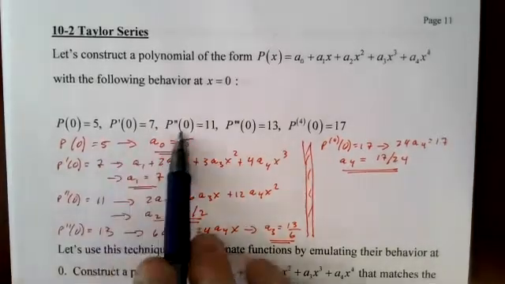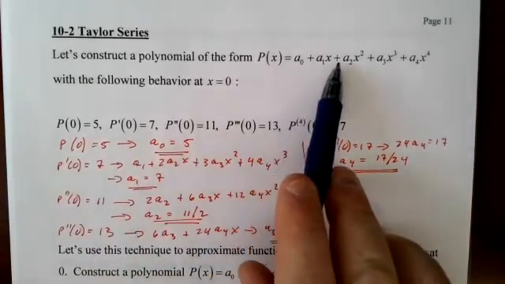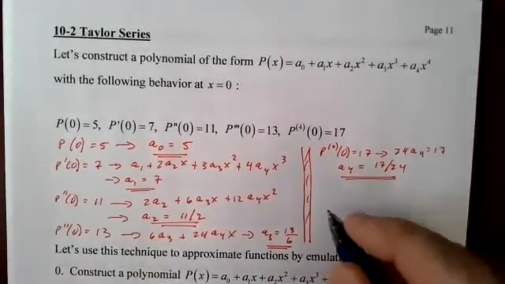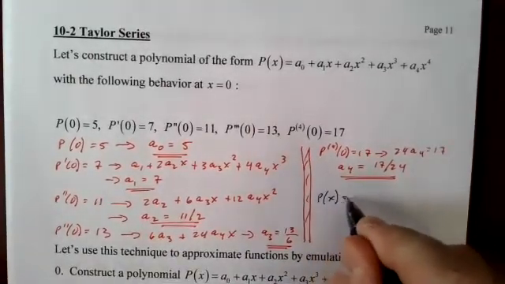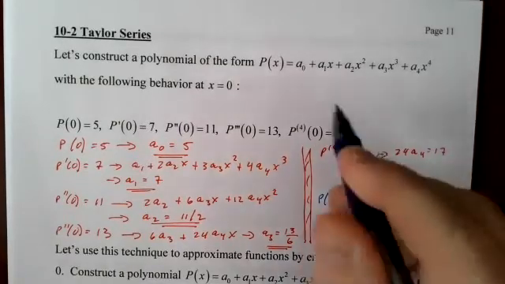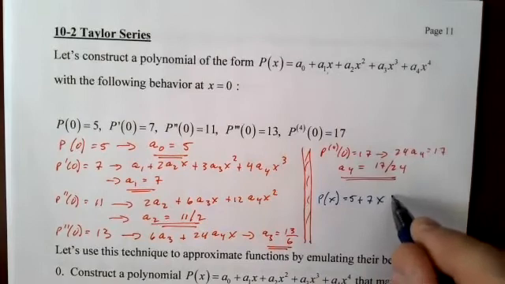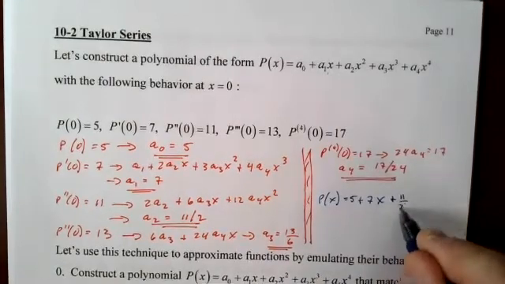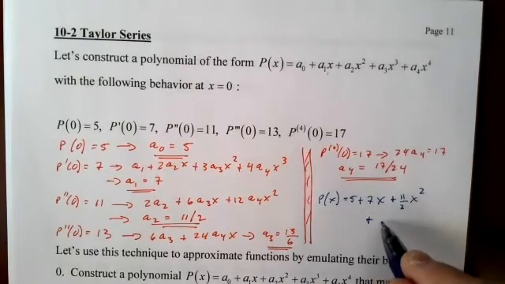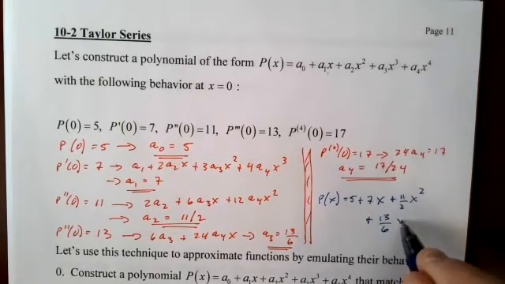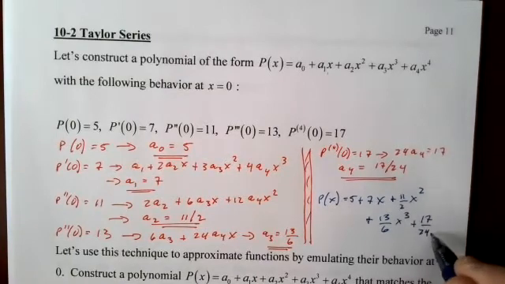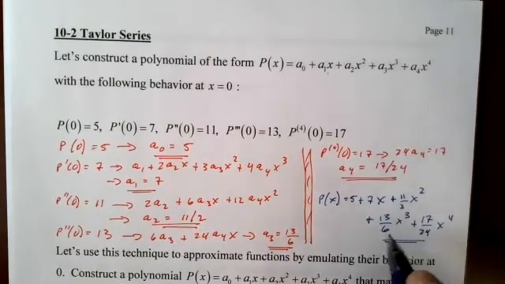Now, I know what's going on with all these derivatives. I can find out what this is. Why would I do that? Well, I'll show you in a little bit. So P of x equals 5 plus 7x, because we figured out a1, plus 11 halves x squared plus 13 over 6 x to the third plus 17 over 24 x to the fourth.